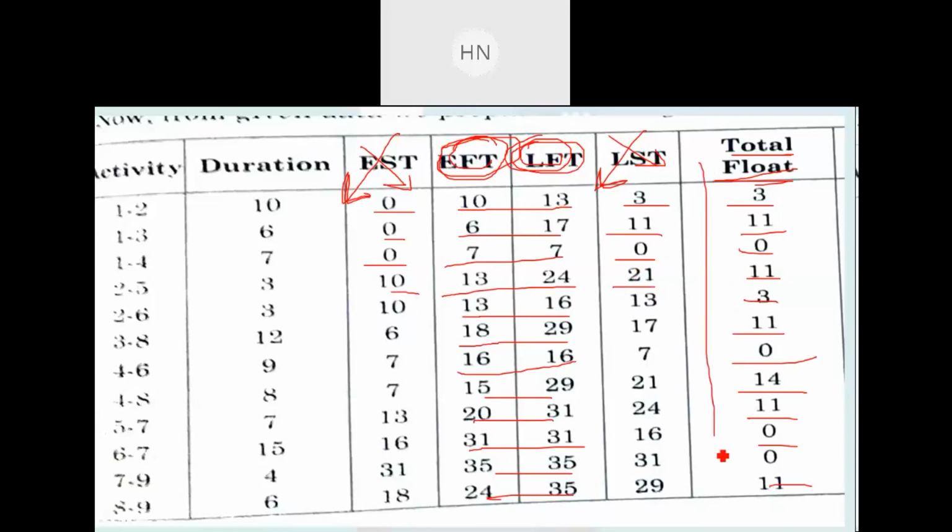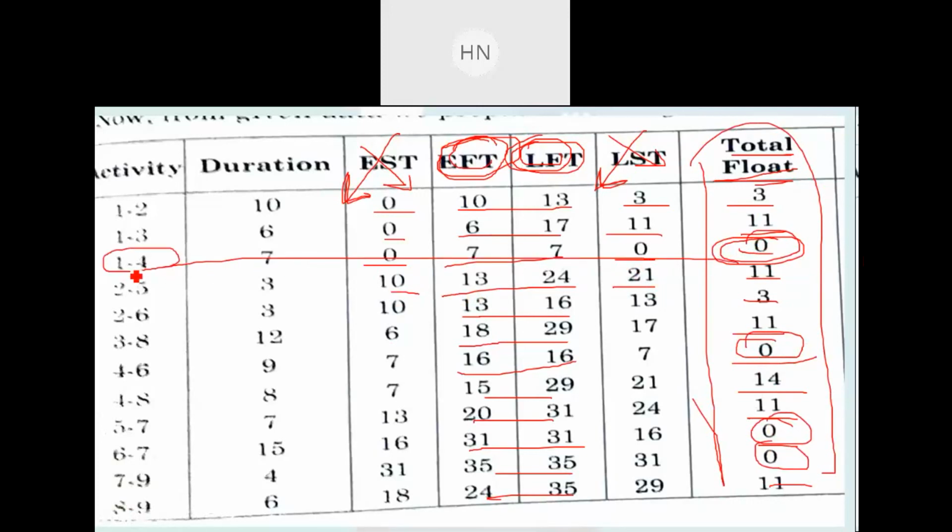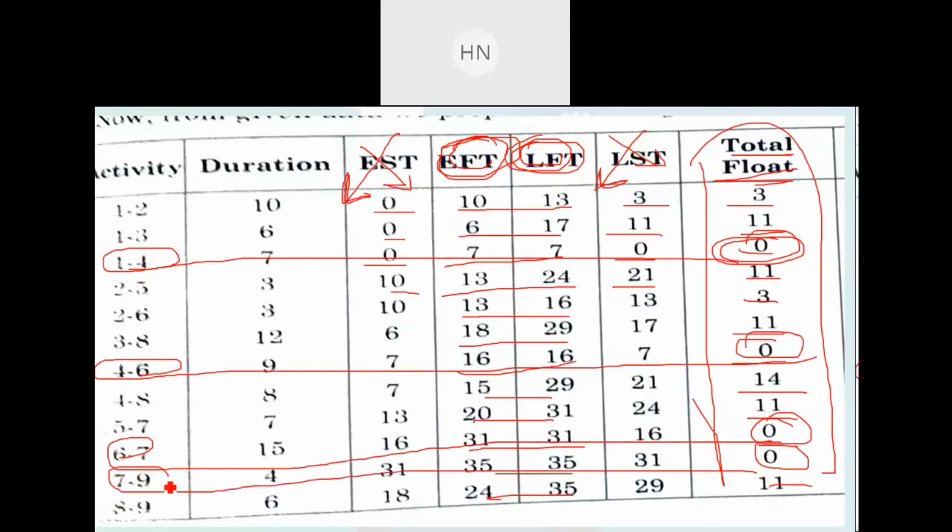After finding these total floats, you need to identify the activities which have zero float. This is the zero float, this is the zero float, this is the 0 and this is the 0. Which are the activities associated? That is 1 to 4, then 4 to 6, then 6 to 7 and then 7 to 9, right?